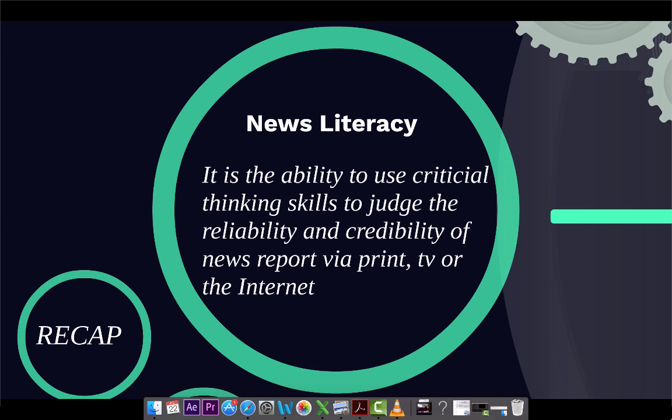So how do you access so much information and make decisions that can have an impact on your life and your loved ones' lives? And that's what we're going to talk about: news literacy. It is the ability to use critical thinking skills to judge the reliability and credibility of news reports via print, TV, or the internet.